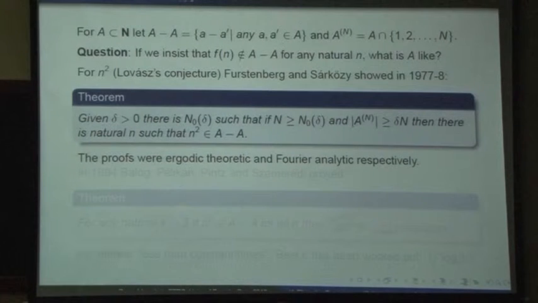This is basically the result that for any positive delta, we have some threshold value depending on delta such that when we are beyond that, and this holds, meaning that this A has density at least delta, then there must be a natural number n such that, in fact, this square belongs to that difference set.